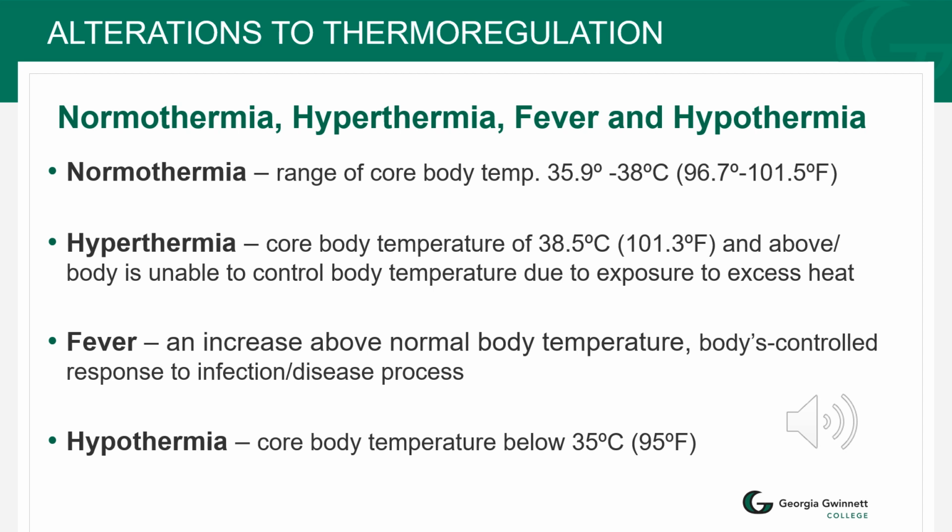When the body produces more heat than is lost, then you have a condition called hyperthermia, which is when your core body temperature is 38.5 and above, and the body is unable to control the body temperature due to exposure to that excessive heat. When you lose more heat than is produced, the patient will exhibit hypothermia. So the core body temperature is below 35 degrees.